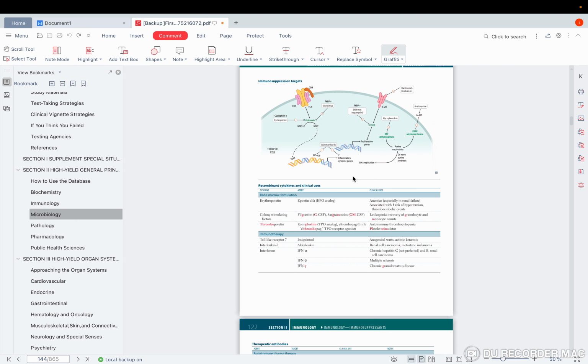Gingival hyperplasia is present with 3 drugs. What are they? What 3 drugs lead to gingival hyperplasia?